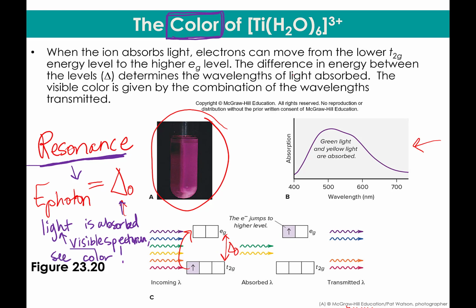For this particular titanium complex, we've got this splitting of our Eg and our T2g orbitals. This delta octahedral corresponds to an energy of green and yellow light. So green and yellow light will excite an electron from the T2g up to the Eg orbital. The wavelengths that are transmitted are purple, blue, orange, and red. So our green and yellow light is absorbed, and these are the colors that we end up seeing. And so we can make predictions about how big delta octahedral is going to be based on crystal field theory.